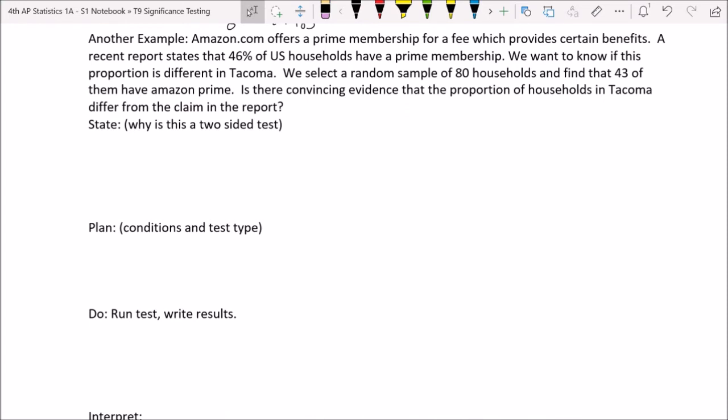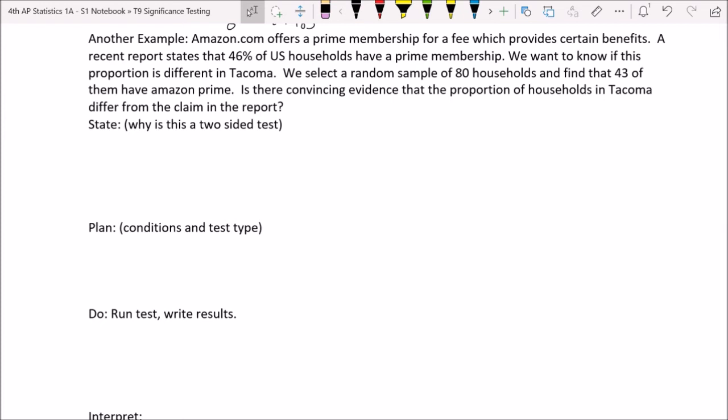Amazon.com offers a Prime membership for a fee, which provides certain benefits. A recent report states that 46% of U.S. households have a Prime membership. We want to know if this proportion is different in Tacoma. We select a random sample of 80 households and find that 43 of them have Amazon Prime. Is there convincing evidence that the proportion of households in Tacoma differ from the claim in the report?